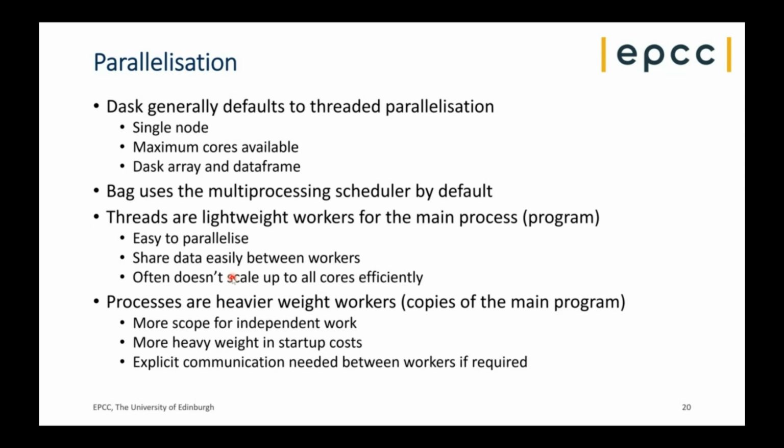Generally, unless you're running a bag, Dask will default to threaded parallelization, so this shared memory parallelization model in a single node, and it will try and use all the available cores in that node. It'll look up how many cores are available. So on ARCHER2 compute nodes, that'll be 128.